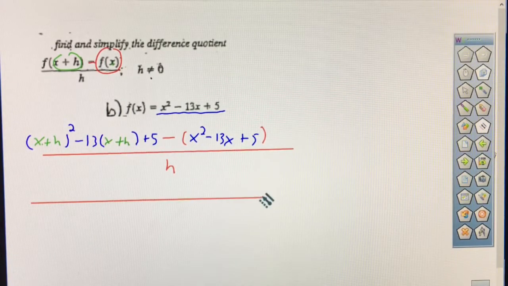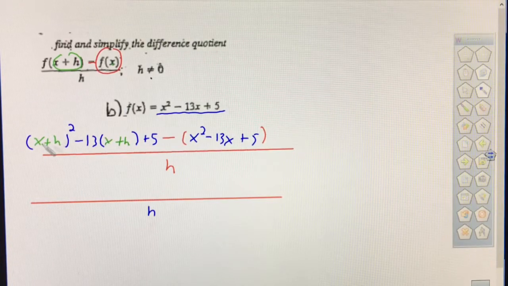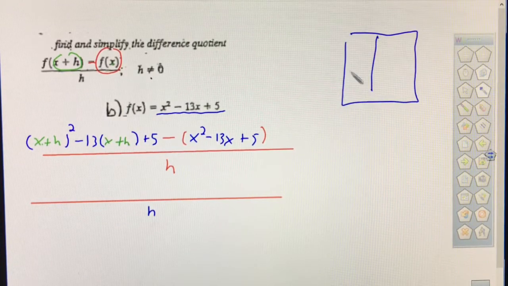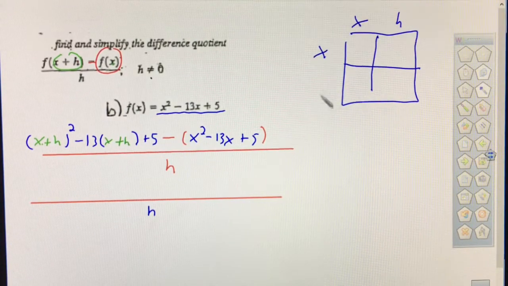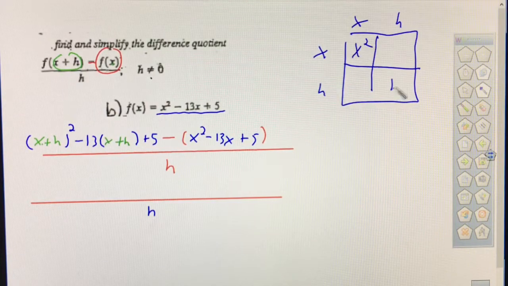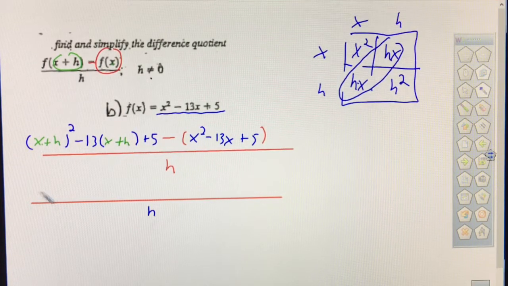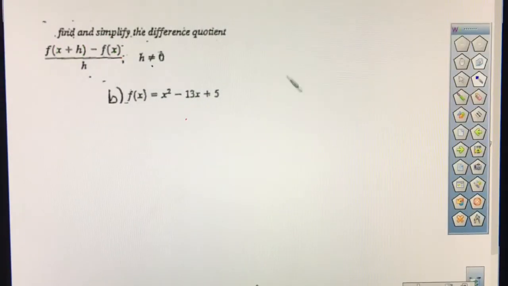Big division bar, all over h. Now I have to square that. x plus h squared. Let's see what that is if I FOIL it out. x plus h times x plus h. A lot of people think it's just x squared plus h squared, but they forget I have to put an xh here, or hx, I don't know, I'll put xh. Now I should put hx. How many hx's are there? There are 2. So when I FOIL this out, it's going to be x squared plus.